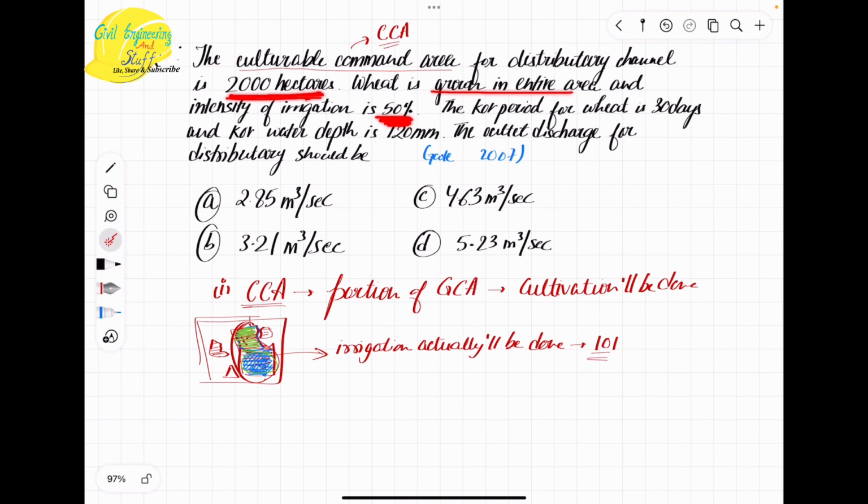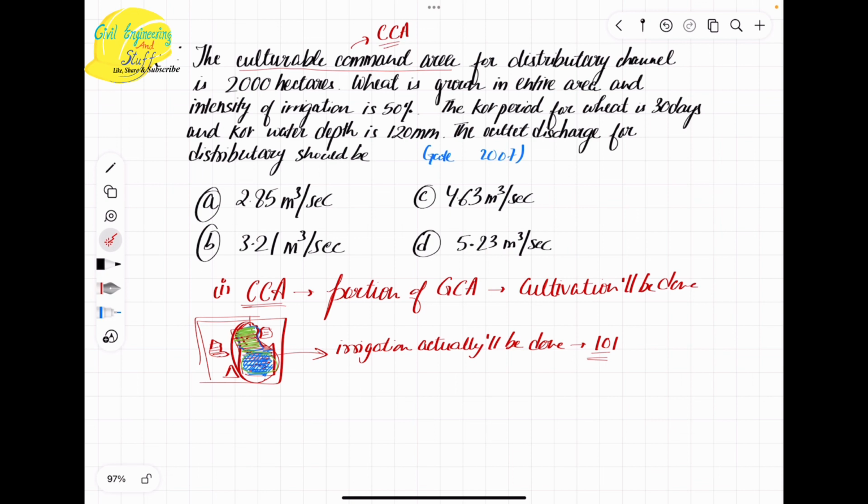The question means that your CCA value is 2000 hectares. However, the irrigation will be done only on the 50% of the land, right? And the time period for watering will be 30 days, and the total depth of water supplied during these 30 days will be 120 mm.